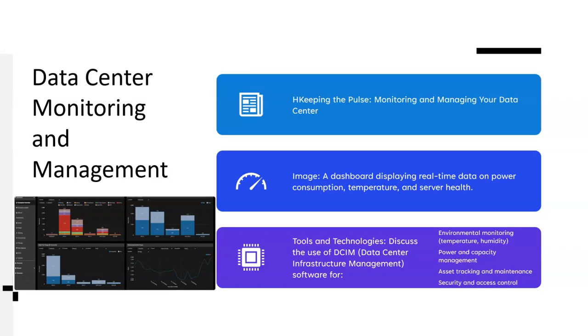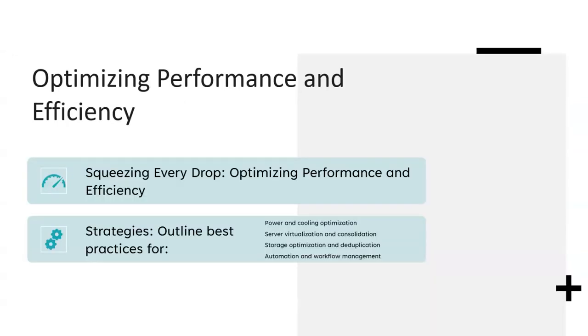We can also discuss DCIM. DCIM stands for Data Center Infrastructure Management software. It covers environmental monitoring like temperature and humidity, power and capacity management, asset tracking and maintenance, security and access control, who can access the system and who cannot. So this is a typical dashboard for this kind of monitoring and management system.